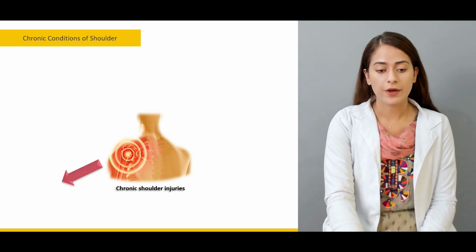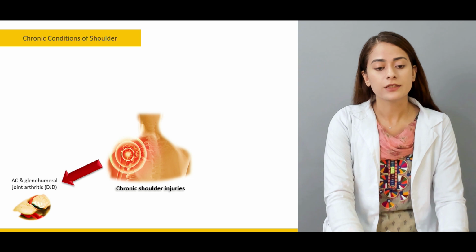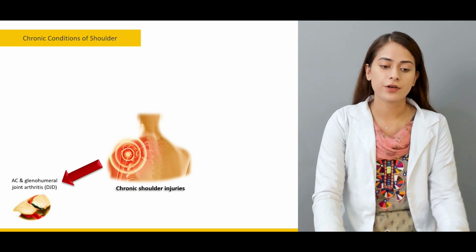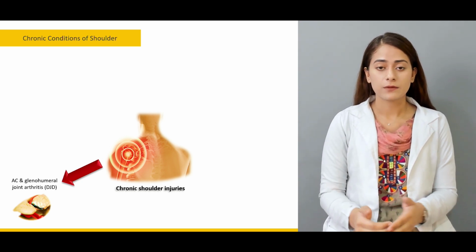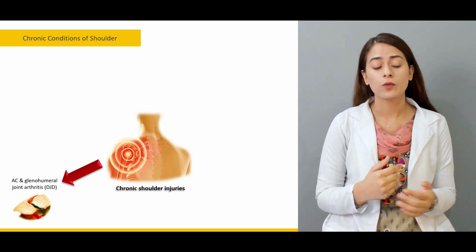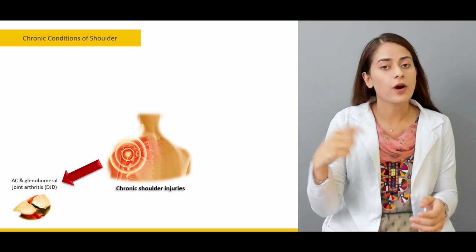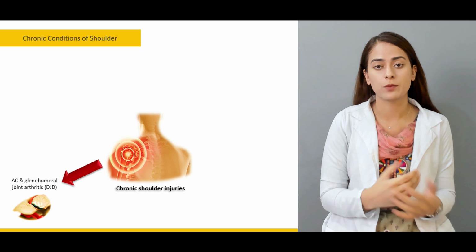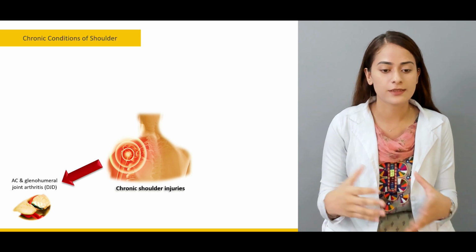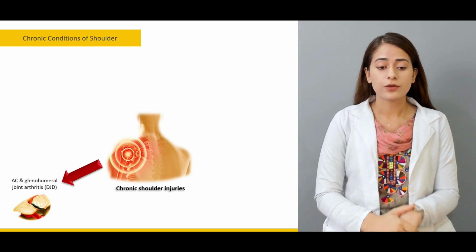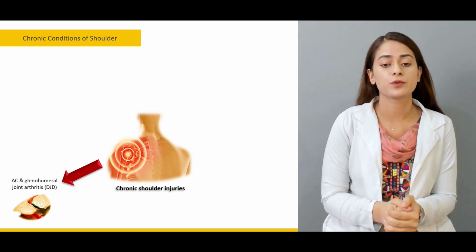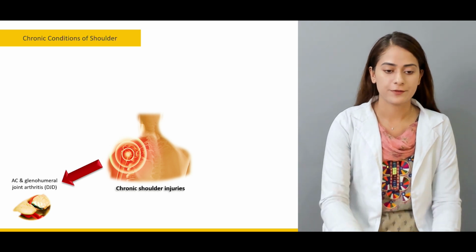So the first one is AC and glenohumeral joint arthritis. Arthritis, or degenerative joint disease, or osteoarthritis, is the decrease in the bone mineral density of the bone. Osteoarthritis is an inflammation, and "itis" with any term indicates that it's an inflammation. Here it is inflammation of the AC joint and the glenohumeral joint. We will see how that appears on the radiographs.